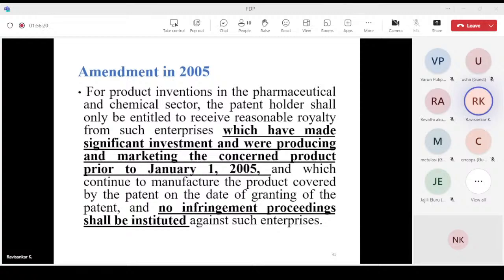As I said earlier, before 2005, there were no product patents. Only from January 1, 2005, India has given patents for pharmaceuticals and drugs. So some people who had already developed the products and were marketing before 2005 are allowed to continue marketing the products, and they will not be sued by the innovators, even though the patent is granted.